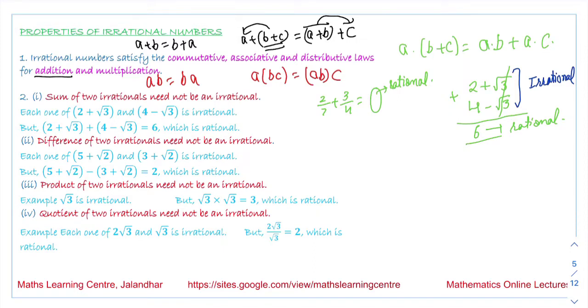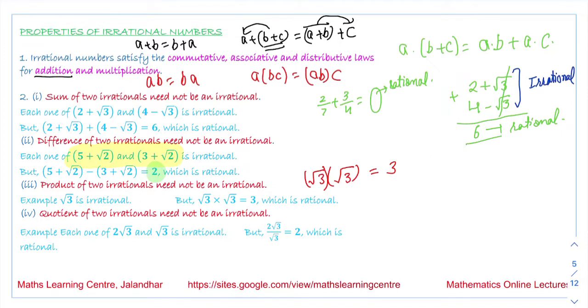Similarly, if we take the difference of two irrational numbers, it is not necessary that the answer is always irrational. The example is given over here, the two numbers are 5 plus square root 2 and 3 plus square root 2. If you subtract these two numbers, the answer you will get is 2, which is not an irrational number, it is a rational number. Similarly, if we multiply two irrational numbers, square root 3 into square root 3, the answer you will get is 3. It is a rational number.